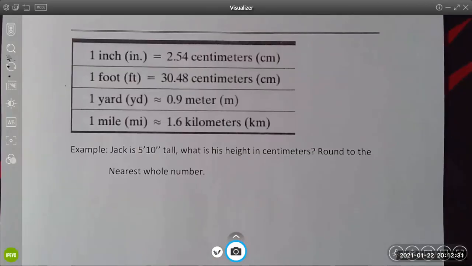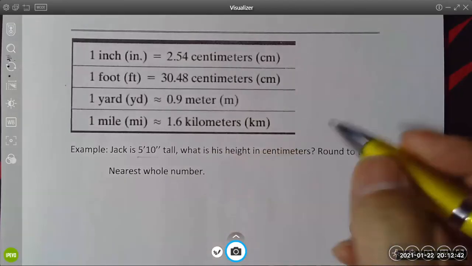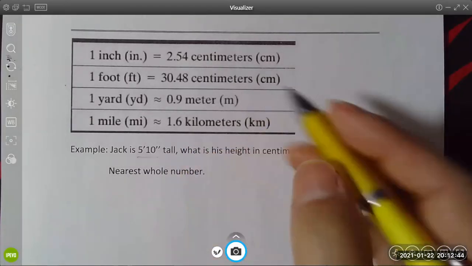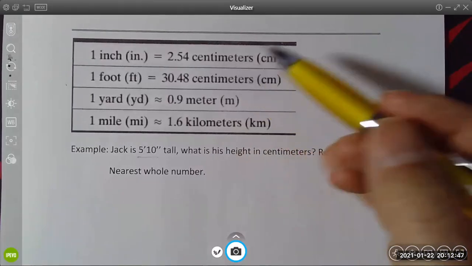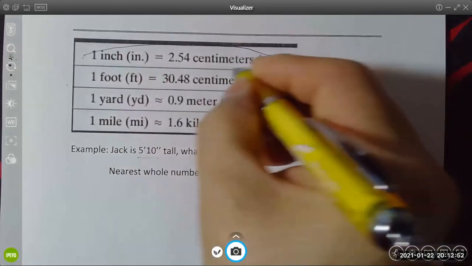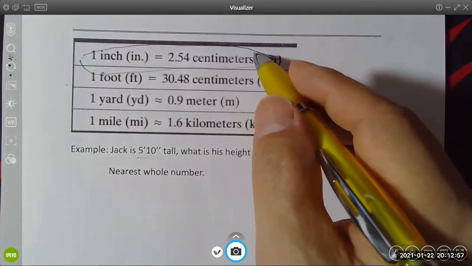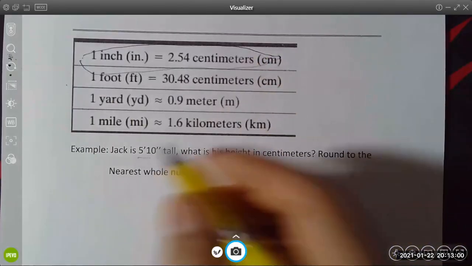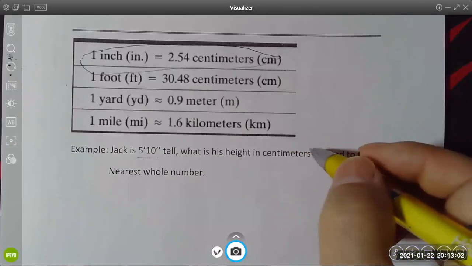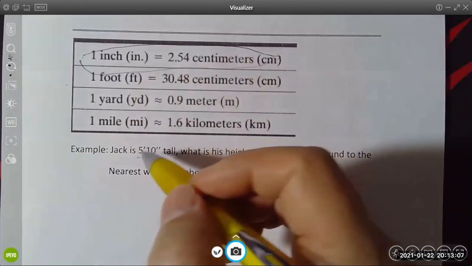Example: Jack is 5 foot 10 inches tall. What is his height in centimeters? Round to the whole number. Basically, we want to convert this to centimeters. Apparently, this is an American system. This is a metric system. We look at the conversion table. We notice that this is the closest one for this particular problem, from inch to centimeters. So in other words, we need to convert this to inch before we convert it to centimeters, because this relation only is between inch and centimeters. There's no foot in it.